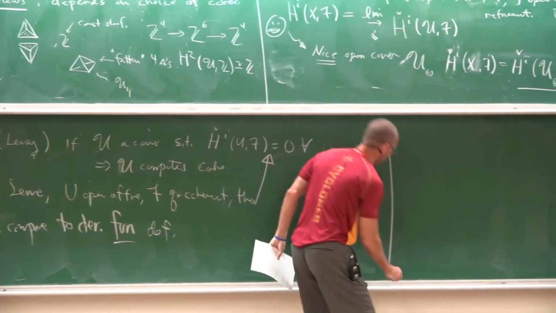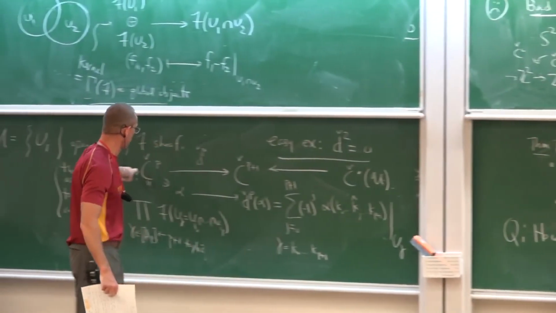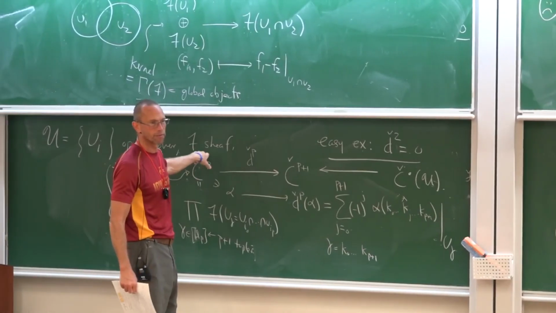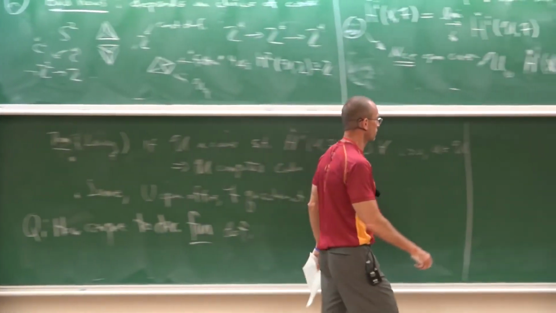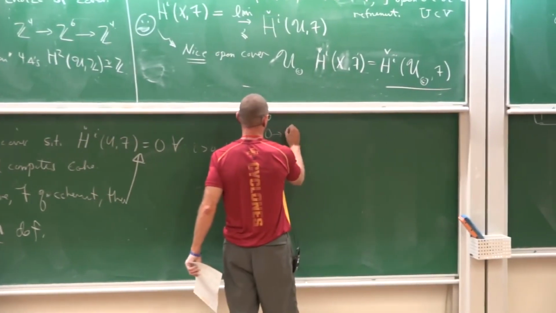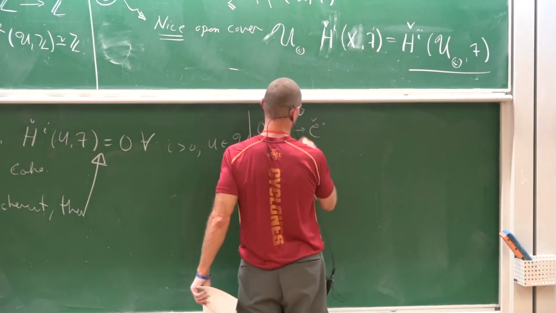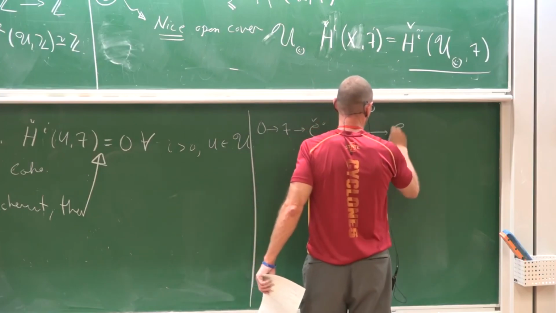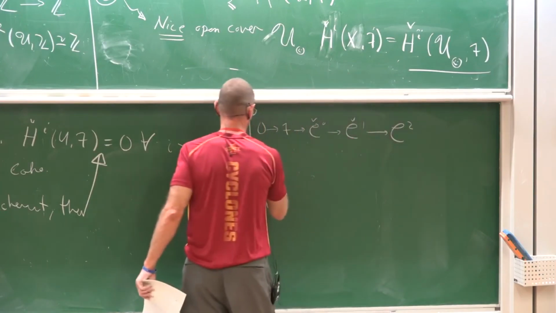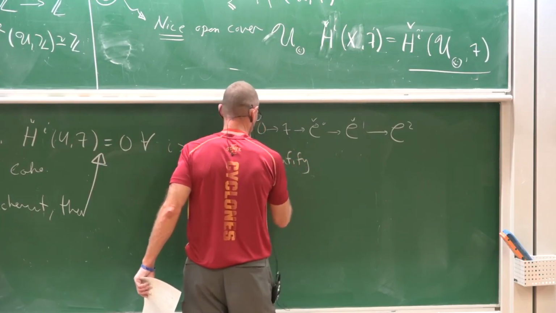So the idea is what? What I can do is take, for a Čech complex, these are modules, right? But I can sheafify modules. And so step one is to sheafify the Čech complex. So I have some picture like this: 0 goes to F, goes to C, and I'm going to write this curly. This is the sheafified version of the Čech complex.